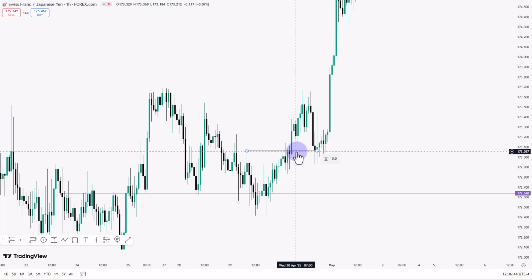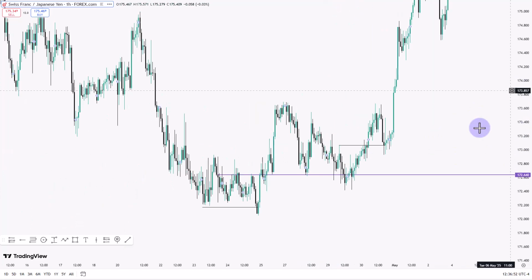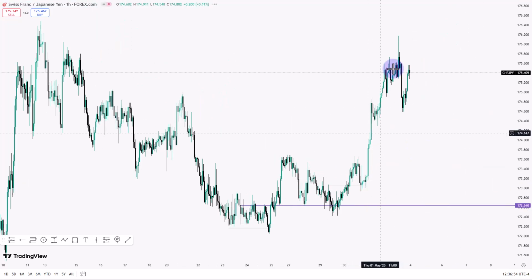Right there, shift of market structure bullish, and price traded back into the bullish breaker right there. That's another entry on Swiss franc, and we traded into the drawn liquidity above.